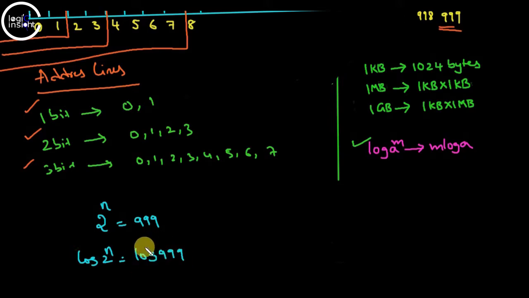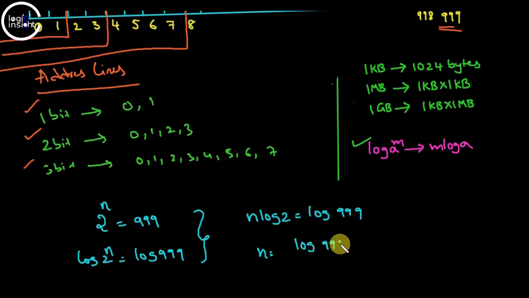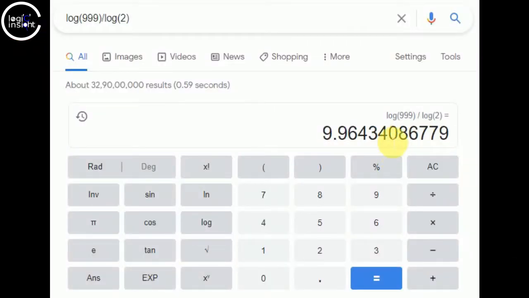So how to solve this? You can see this is nothing but in this form. Okay, log a power m is nothing but m log a. So I can represent this as n log 2 equal to log 999. Okay, if I take this log 2 to here, then I can represent n equal to log 999 by log 2. So what is the answer for it? Okay, you can see that the value is 9.96.